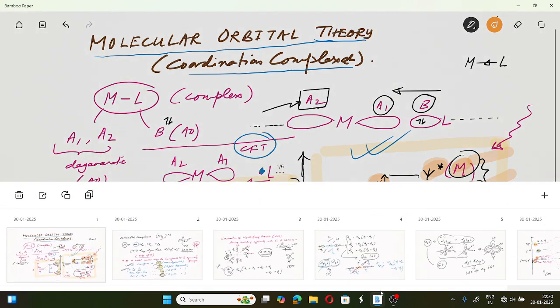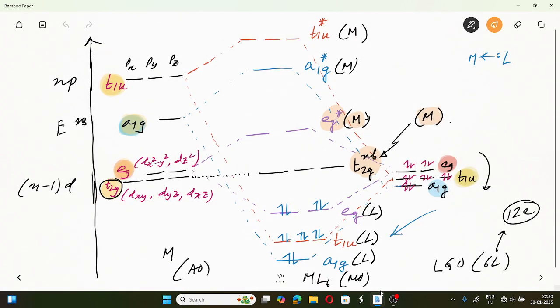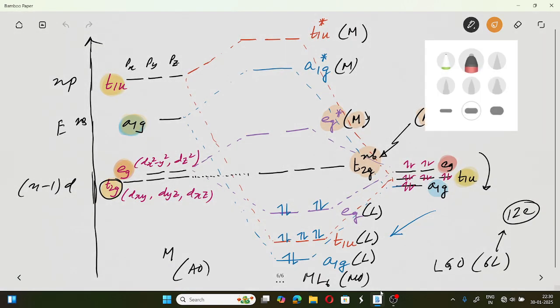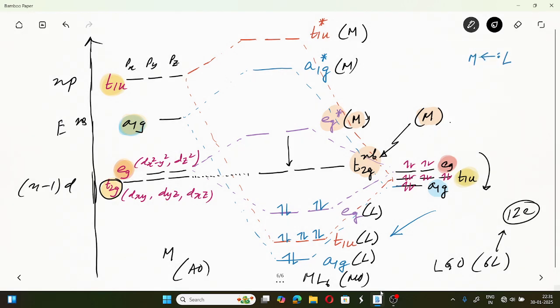So when we are considering this octahedral complex, the energy gap between the non-bonding and anti-bonding molecular orbital of metal character, we can say this is del O, isn't it? And if you look at crystal field theory, we have already mentioned, if you remember, this was T2G and EG, and this was del O.